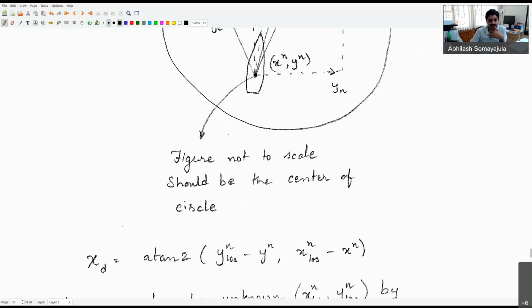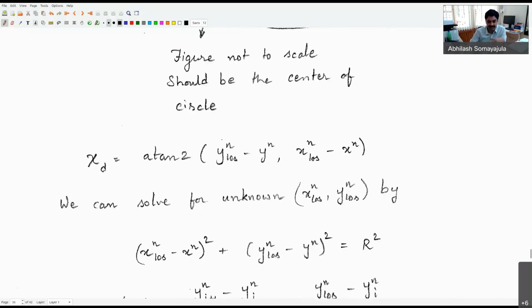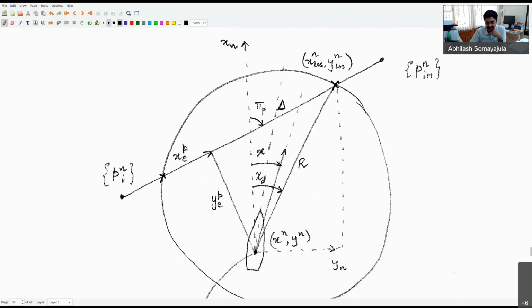So in this case, the desired course angle. In the previous case, we were getting our desired course angle in terms of the look ahead distance and the cross track error. Whereas here, the desired course angle is given as tan inverse of (y LOS minus y, x LOS minus x). So let's go back to this picture and see what is happening.